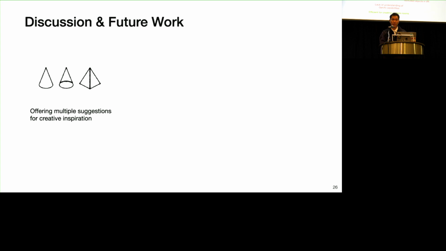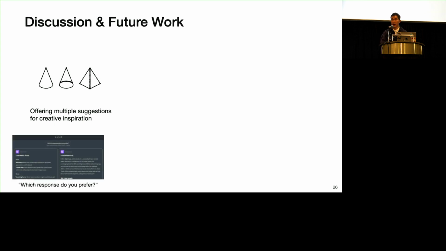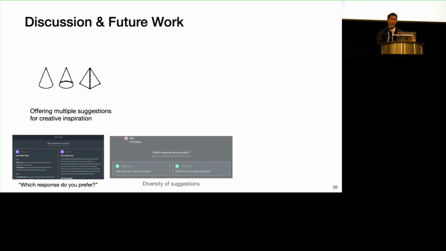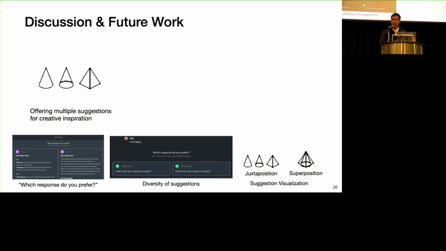Now, if we reflect a little bit on the findings, we think that offering multiple suggestions could be useful for creative inspiration. It could be applied to a lot of areas in generative content creation tools. For example, GPT had this feature, like, which response do you prefer? And this is usually for the sake of improving their responses, but could be retargeted for creative inspiration. But then it comes with the challenge of how do you make these suggestions more diverse instead of giving very similar suggestions. In addition, there are also other potential ways of visualizing these multiple suggestions rather than just juxtaposition, like putting them side by side.